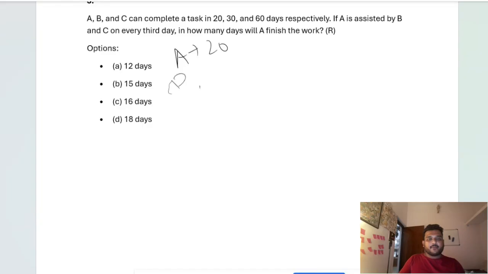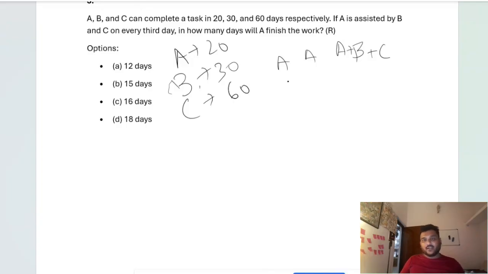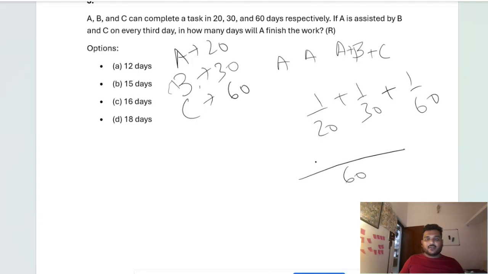A will do it in 20 days, B will do it in 30 days, and C will do it in 60 days. A is assisted by B and C on every third day. So first A is working, then again A is working, and then A, B, and C, all three are working, right? When all three are working, how much work is done? We have a basic formula. You can calculate 60 as the LCM here: 3 plus 2 plus 1, which is 1 by 10. So together they are doing 1 by 10.